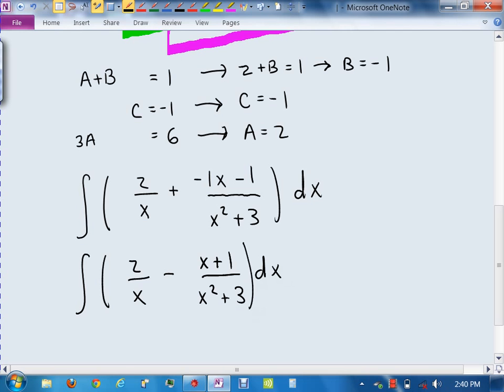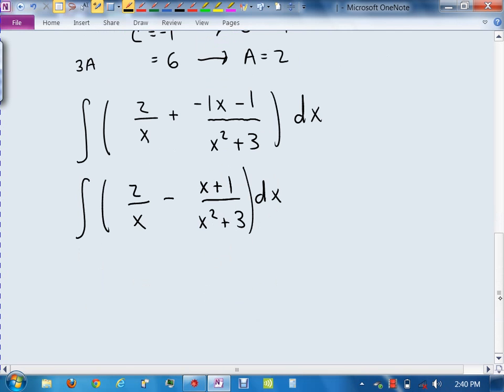Can you do the first one? What's the antiderivative of 2 over x? 2 ln x. On the other one, let's try a substitution on this real quick. Let u be equal to x squared plus 3. What's the derivative of that? 2x dx. Do you have a 2x dx up there? You have x plus 1, right?